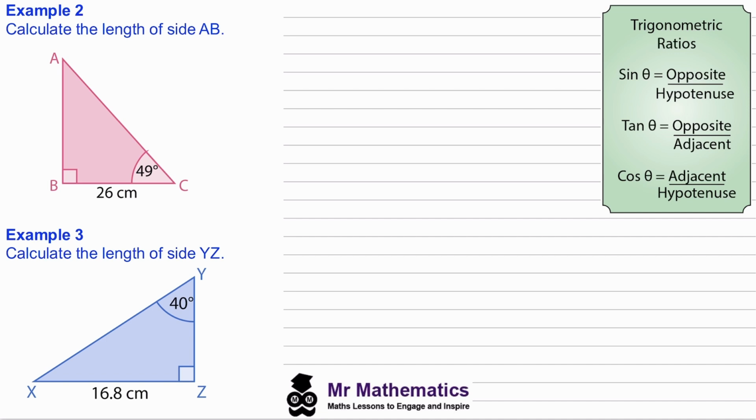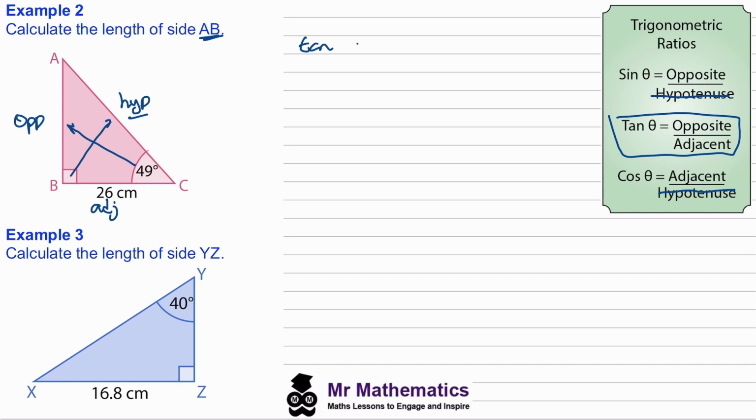So in example 2, we need to work out the length A to B again. So if we label the sides, this is opposite the angle, the hypotenuse is opposite the right angle, and the 26 is adjacent because it runs between the angle and the 90 degrees. And if we want to work out length A to B, then we don't need the hypotenuse. So we'll cross this out, and we'll cross this out, and we're going to use tan.